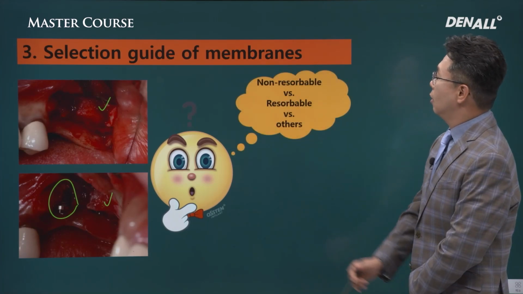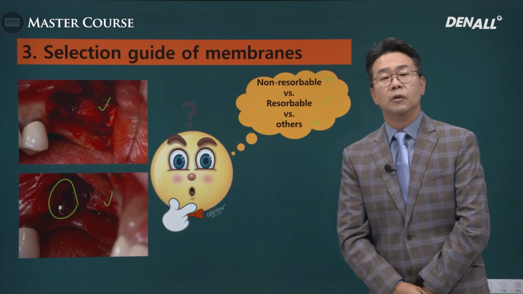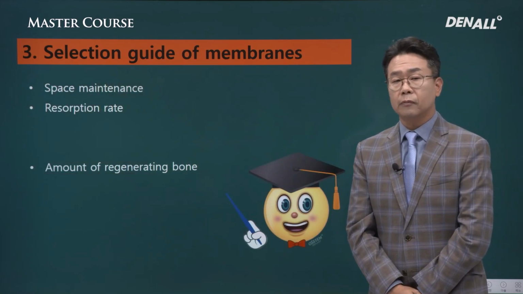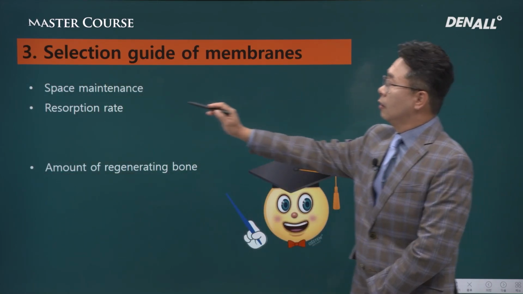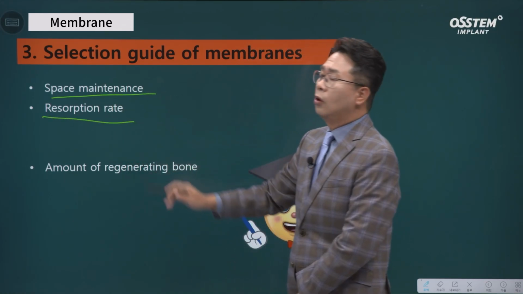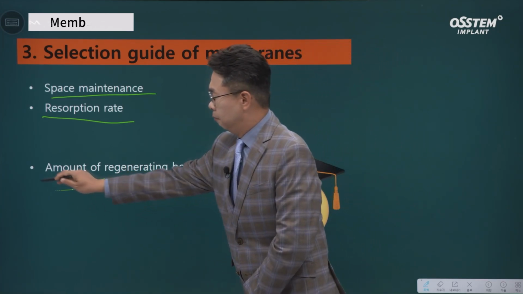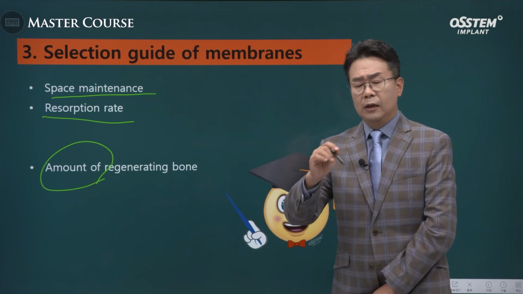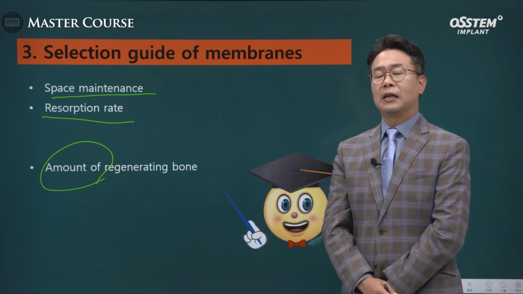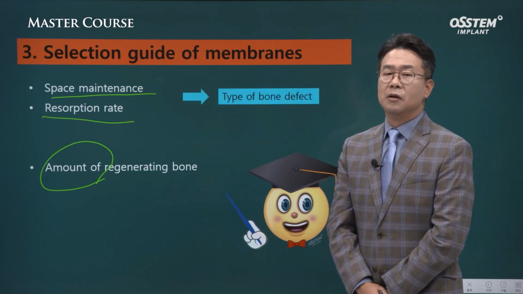In the beginning, you need to choose whether you're going to use non-resorbable or resorbable or other kind of treatment modality. You need to have a set of criteria as you approach clinical cases. You need to consider how much space maintenance is necessary, and also resorption rate should be considered along with the amount of bone regeneration required. We need to think of this aspect and choose materials accordingly.